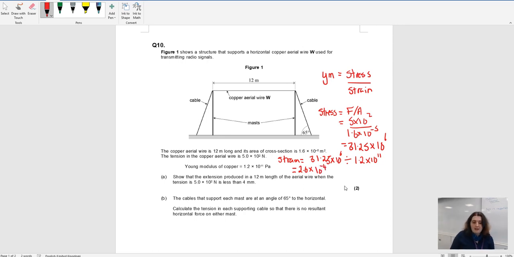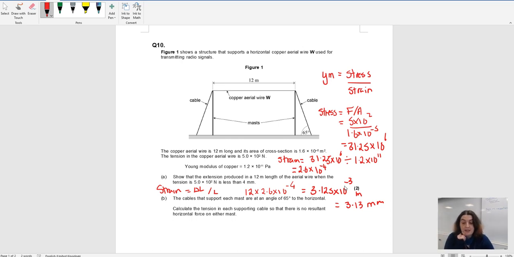So strain here is change in length over my original length, so that's 12 meters. So 12 times 2.6 times 10 to the minus 4 is 3.125 times 10 to the minus 3 meters, which is about 3.13 millimeters, okay?